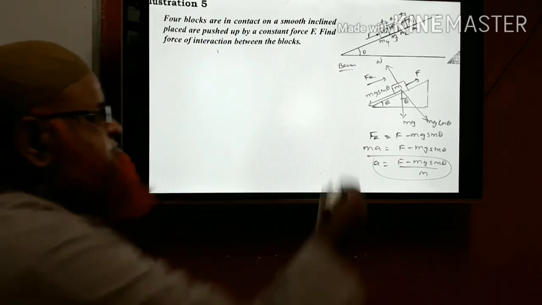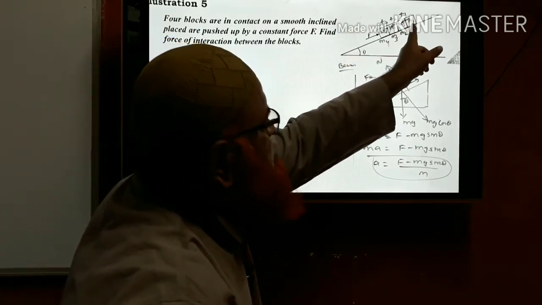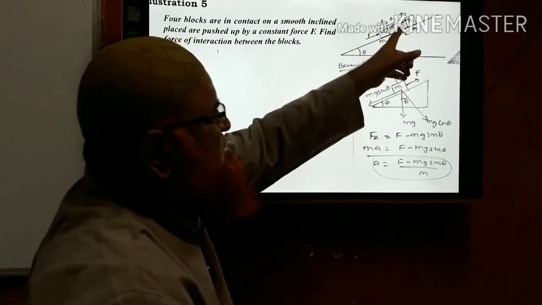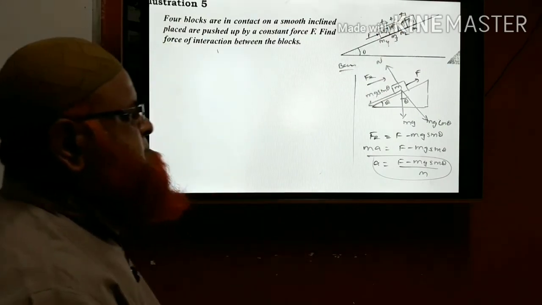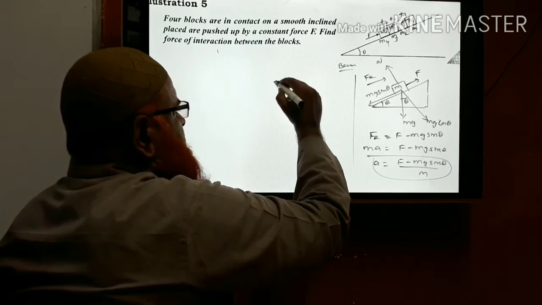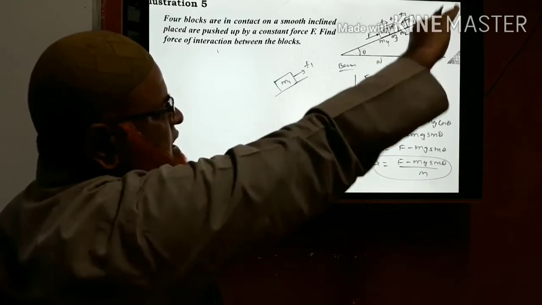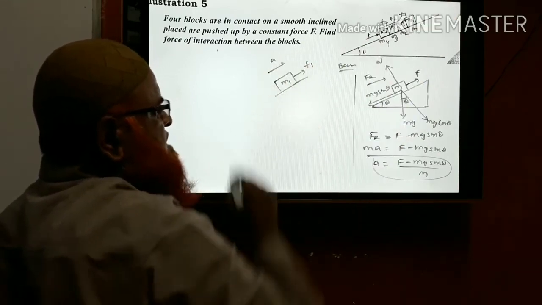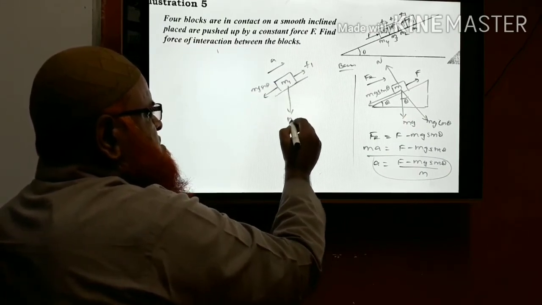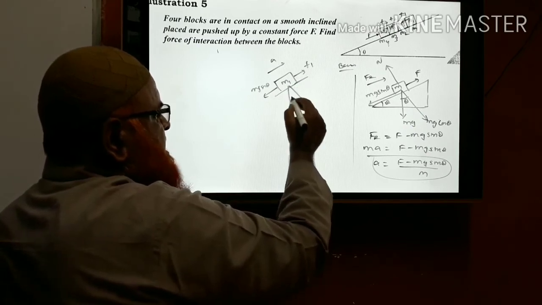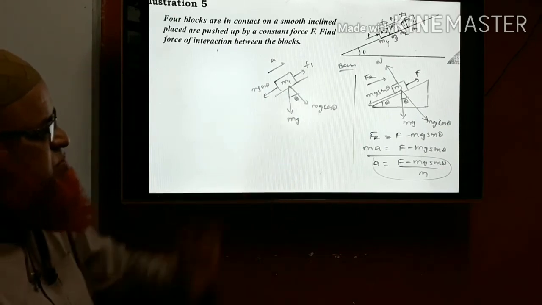Now let us see here. For example, you have to find out the forces between M1 and M2. What are the contact forces? These forces are called contact forces. How to find the contact force on M1? Consider M1: F1 is acting on the right side, with acceleration a. In this direction mg sin theta is acting downwards, and perpendicular to the incline mg cos theta is acting.